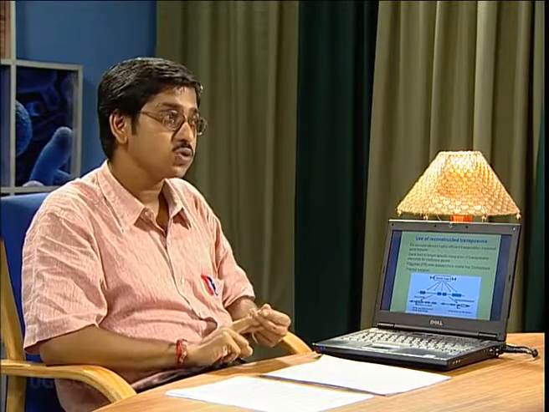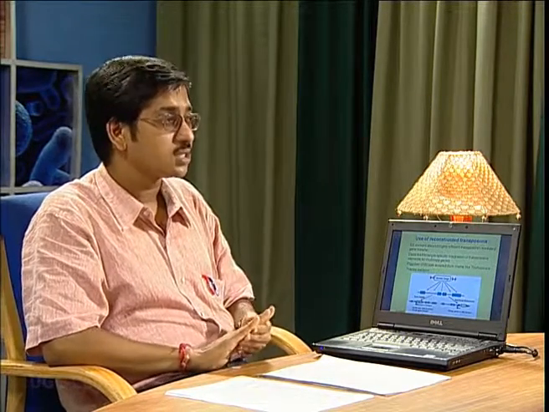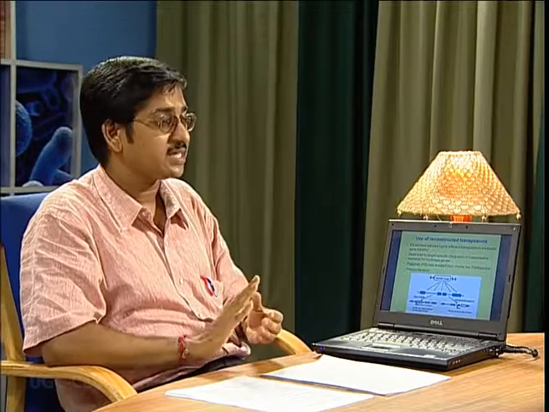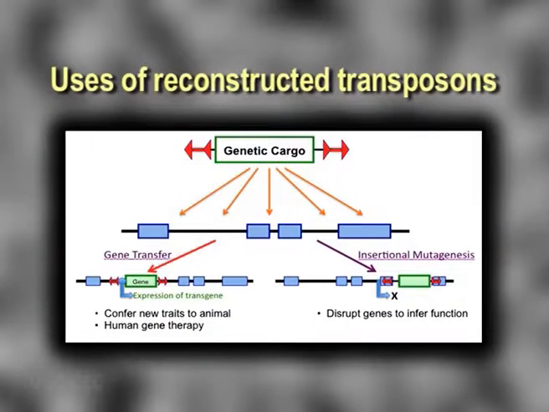However, I should also tell you that while SB and Dada are not affected, their activity is not affected by the methylation of the DNA, but methylation of DNA leads to inactivation of the piggyBac transposons. This is a cartoon which shows what are the uses of these reconstituted transposons. They can be used for gene transfer, they can be used for insertional mutagenesis.